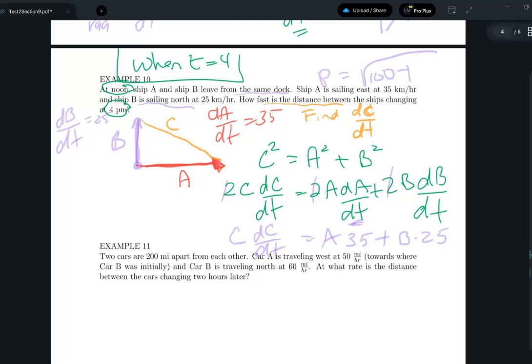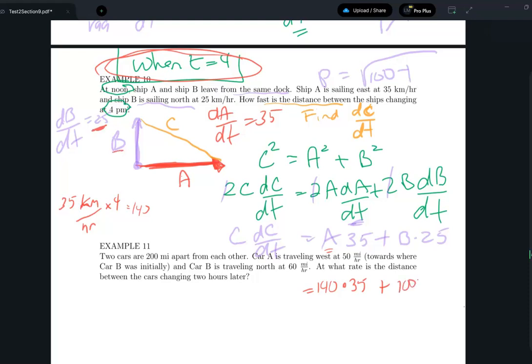So let's think about it. So if I've been traveling for 4 hours, let's think about A here. So 35 kilometers per hour. And if I multiply that times 4, that gives me the amount of kilometers. So 35 times, whoops, 35 times 4 is 140. So that's the A. So I get to plug that in. And there's times 35 plus. And I can multiply 25 times 4 to find the B.